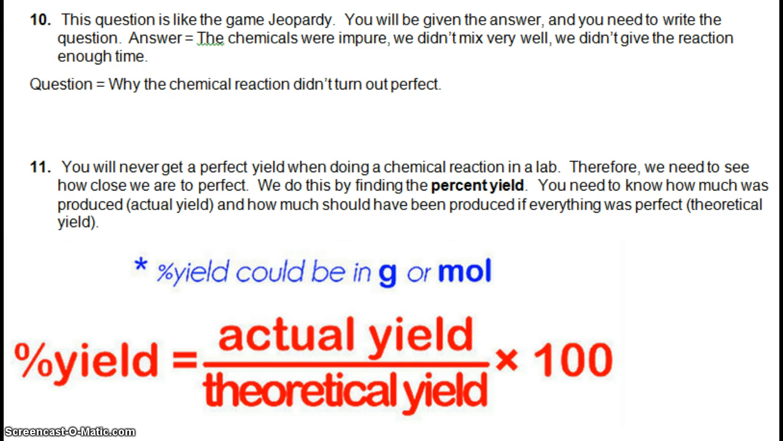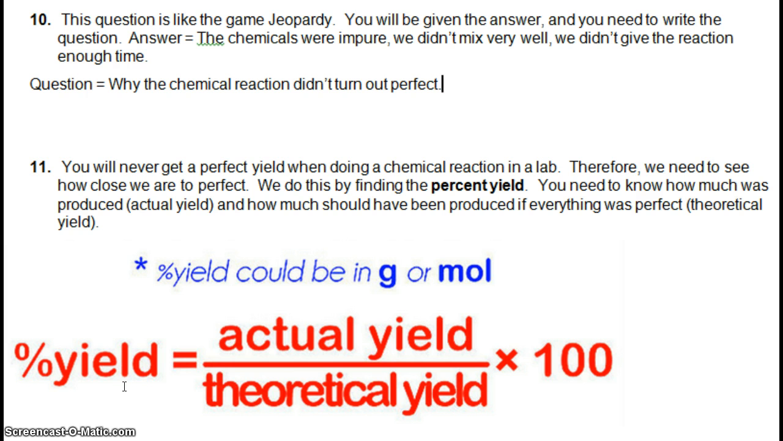And this is stuff in real life. Anytime you do a chemistry experiment, it's never perfect, for these excuses or reasons. The chemicals were impure, so they weren't perfect, because pure chemicals are crazy super expensive. Maybe we didn't mix it well enough. Maybe we didn't give the reaction enough time. So because of that, we're going to use this nice big red equation down here and find the percent yield.